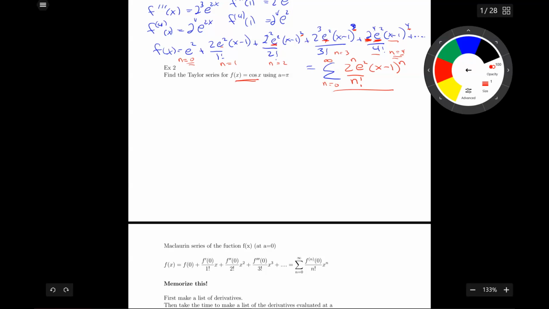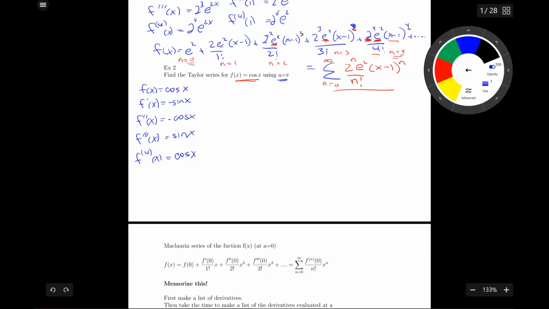Let's try the same thing for cosine of x at a equal pi. So again, I want you to write the original function down and then make your list of derivatives. So negative sine, negative cosine. So this turns into positive sine, and the fourth derivative turns into cosine.